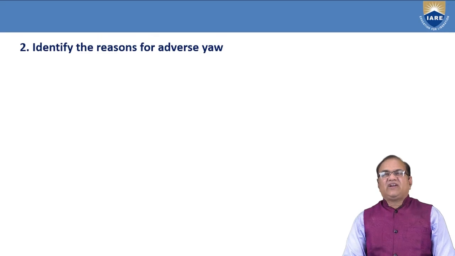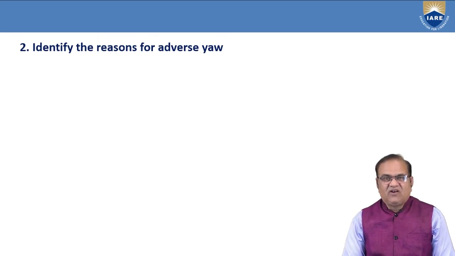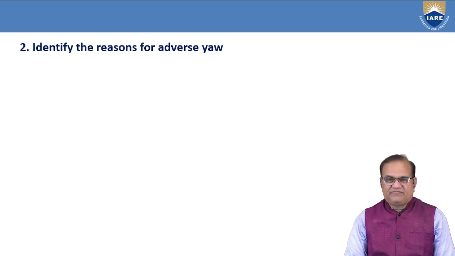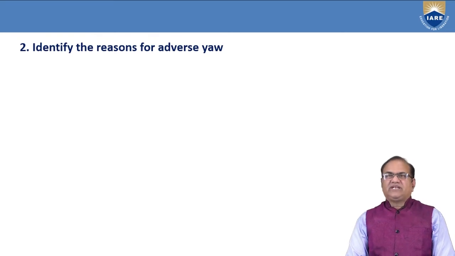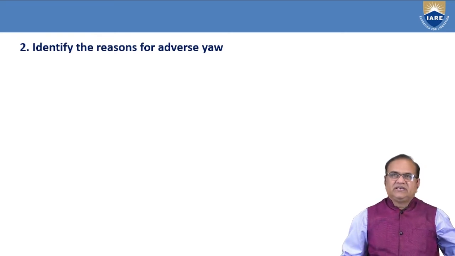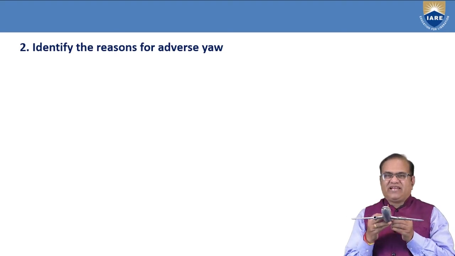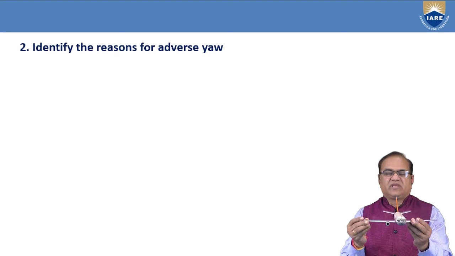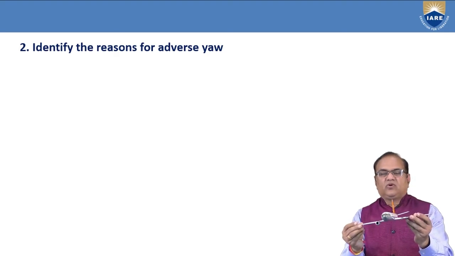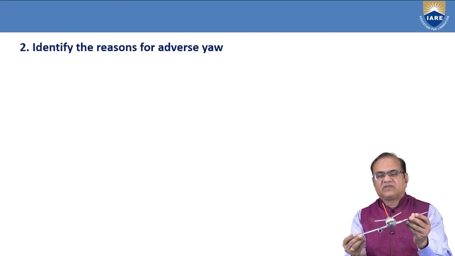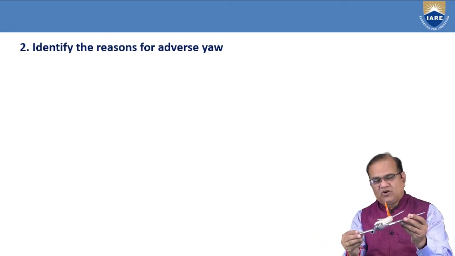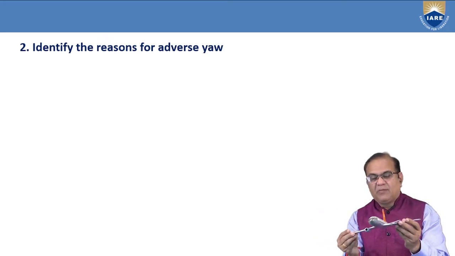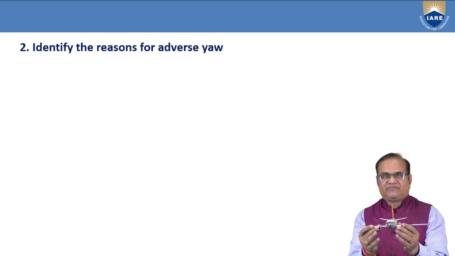Identify the reason for the adverse yaw. So what is the adverse yaw? First we have to see the adverse yaw. You know that once I am flying the aircraft like this, and you want to roll right wing down like this, if it is rolling down, the nose should go towards the rolling. So it should go like this. But what happened? Just see here.